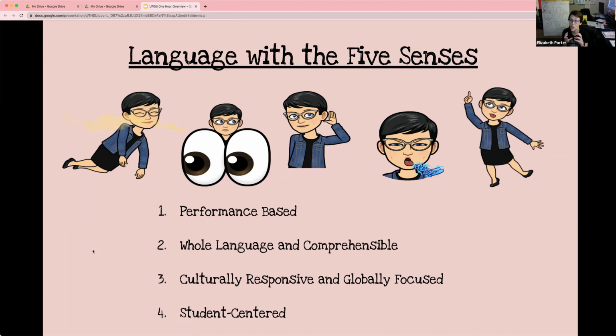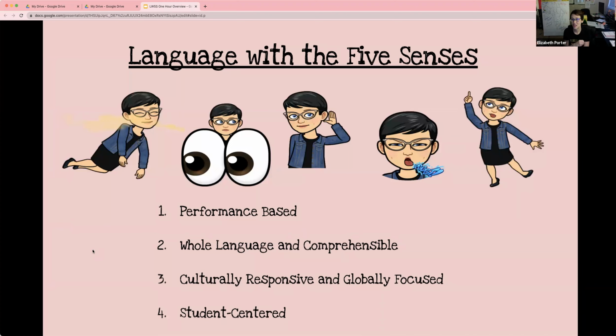It's whole language and comprehensible. That means we use whole language. When teaching vocabulary, we scaffold it, we put it with chunks of language so that students have pieces of language that they can draw from right away. It's culturally responsive and globally focused. That means we teach in the context of the world, and we're not just teaching language, we are teaching students how to be good citizens, how to give back to their communities. We are representing every student in our classes, in our curriculum, and we are validating those students.